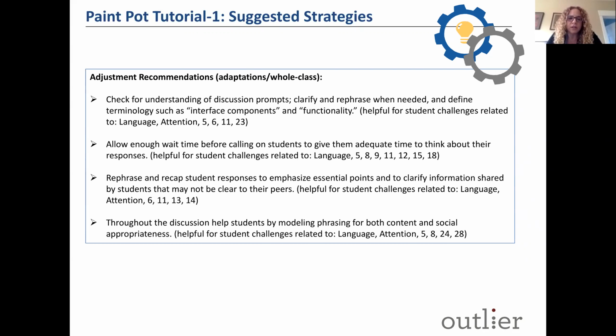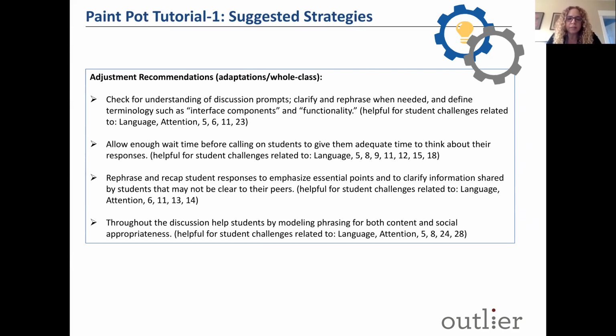So for instance, check for understanding of discussion prompts. If something's thrown out there, really make sure before moving forward that students know what interface components mean and have some examples, before moving on, not just taking at face value if they confirm, yes, I know what interface component means. Check and look for examples. Make sure they really know what it means.